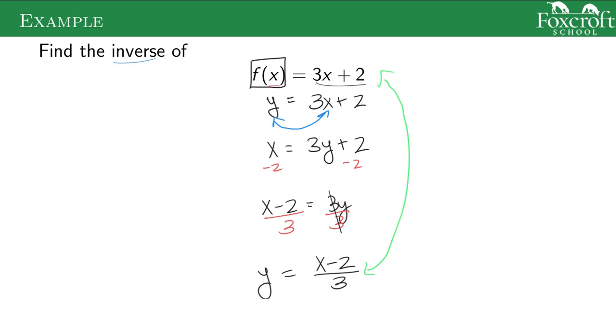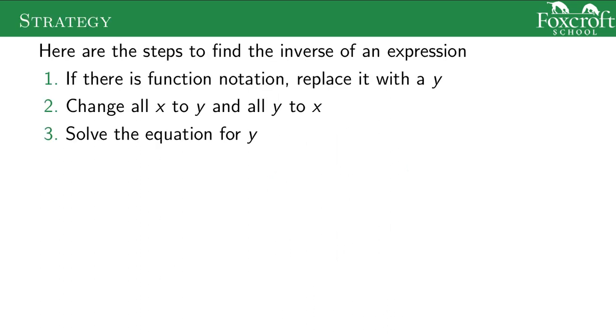All right, so this is the general process for finding an inverse, and here it is in words. The first step we did, if there's function notation, if there's that f of x, I replace the f of x with just a y. It's a lot easier to deal with just the y value, rather than that function notation. And then what do inverses do? We're going to change all the x's to y's and all the y's to x's. We're just flipping x and y because that's exactly what an inverse does. It changes those two things.